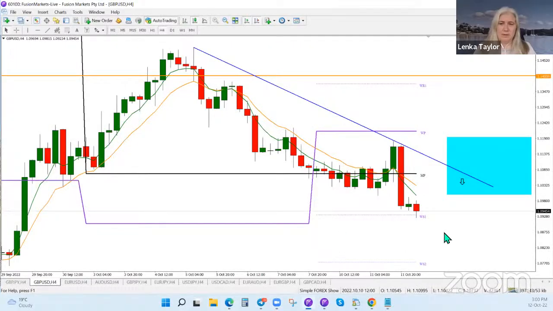I will be going through 10 currency pairs and looking at trade setups on the 4-hour charts. So let me share my screen. Okay, and we're going to start with GBP/USD. And on GBP/USD, I'm looking at short opportunities at the moment.